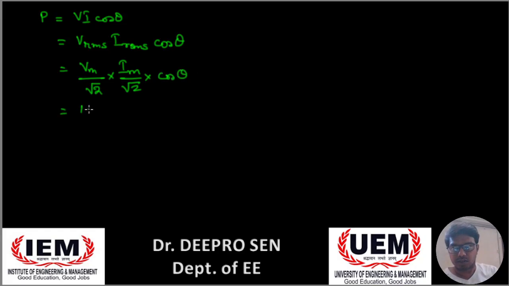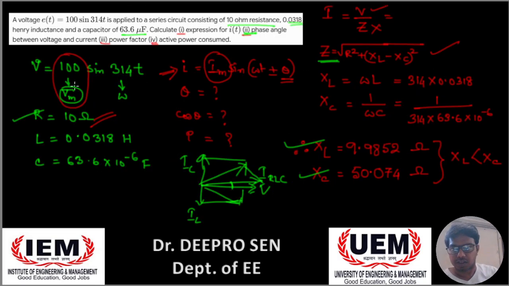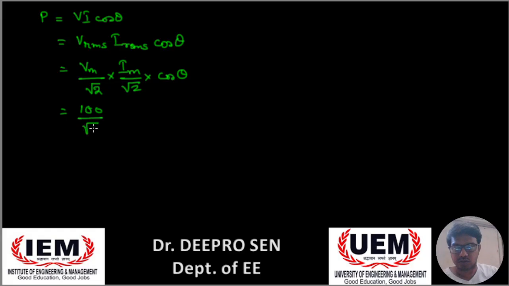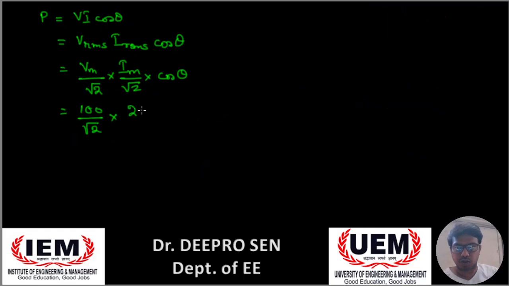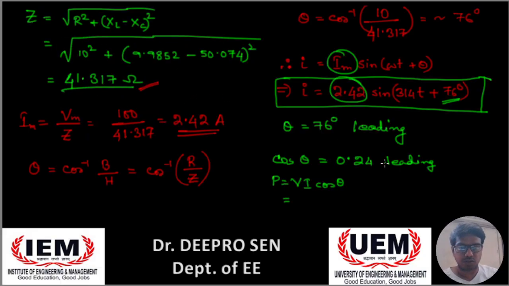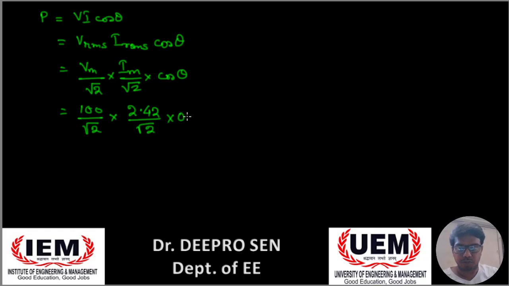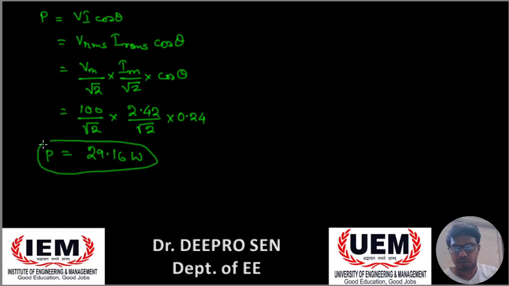Vm was 100, so 100 by root 2. Im we found to be 2.42, so 2.42 by root 2, and cos theta we found to be 0.0, sorry, 0.24. Once you do it, the final result will be approximately 29.16 watts. That will be your final answer for power.